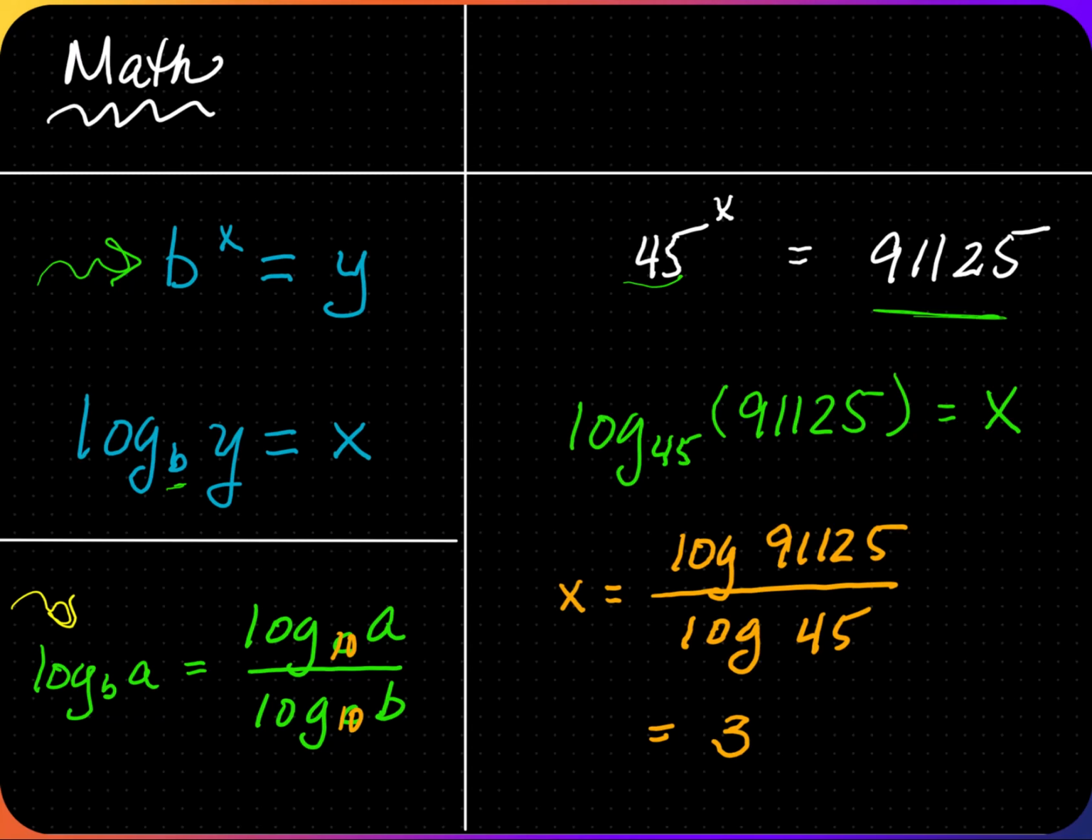So what we do is we rewrite this equation using this identity. That means x is going to equal log, this is my a, 91,125 divided by log 45, which is the base. The way you punch this into the calculator, you punch in log 91,125, enter or answer, divided by log 45, answer. And if you do that correctly, you will get 3.